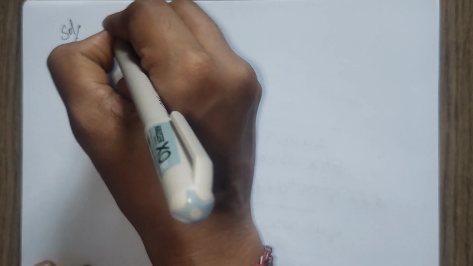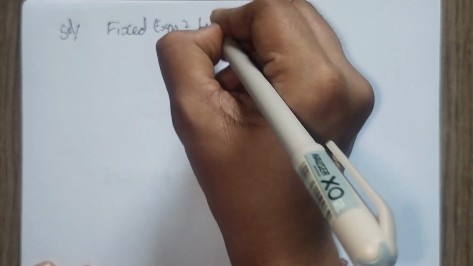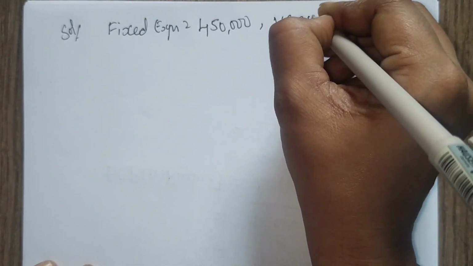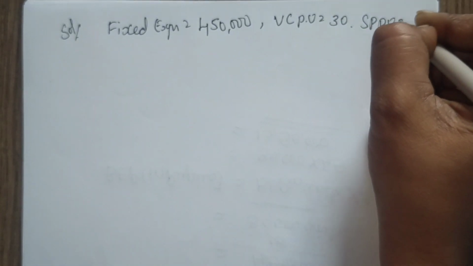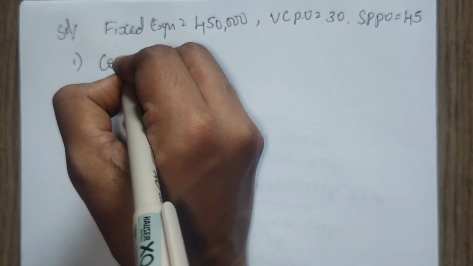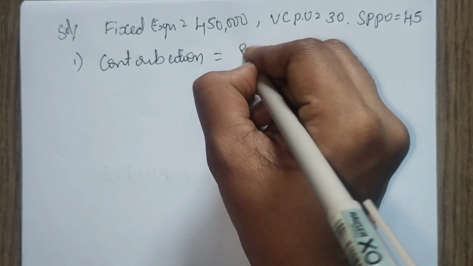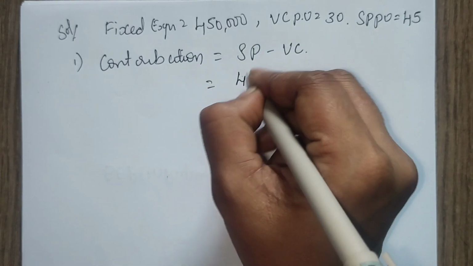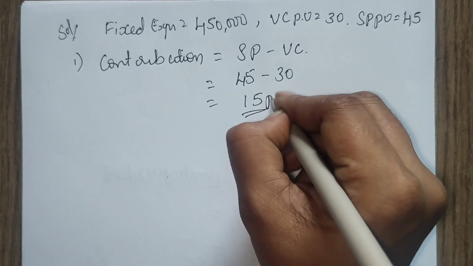Given information is fixed expenses. Fixed cost is 4,50,000. Then variable cost per unit is given, it is 30. Then selling price per unit is given, it is 45. First we need to find out contribution. Contribution is equal to selling price minus variable cost per unit. If you minus, you will get contribution. 45 minus 30, 15 is contribution per unit.